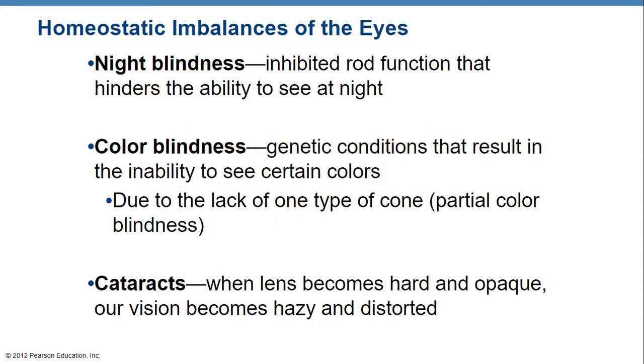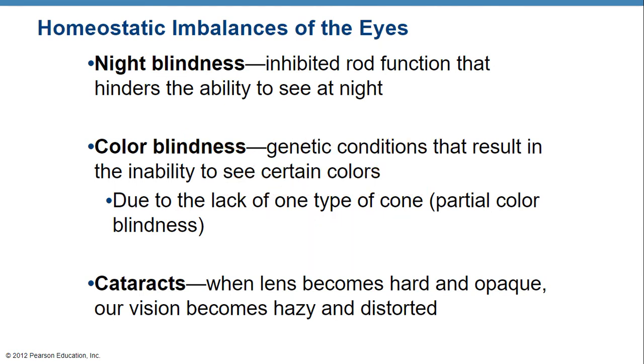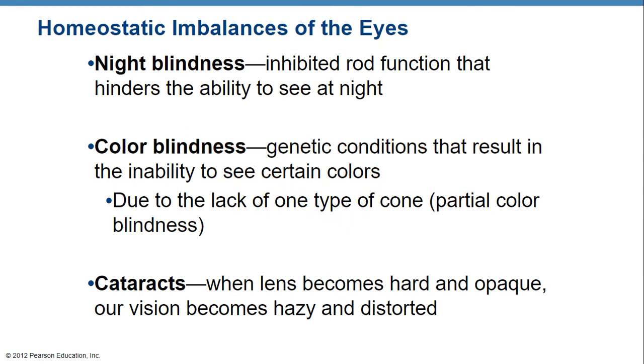So if you have night blindness, then you have inhibited rod function that hinders the ability to see at night. And color blindness is actually a genetic condition that results in the inability to see certain colors. And usually color blindness is in males because it's on the X chromosome. Because males only have one X chromosome, if they inherit a color blind allele, then it's going to be expressed. And then cataracts, when the lens becomes hard and opaque, our vision becomes hazy and distorted.